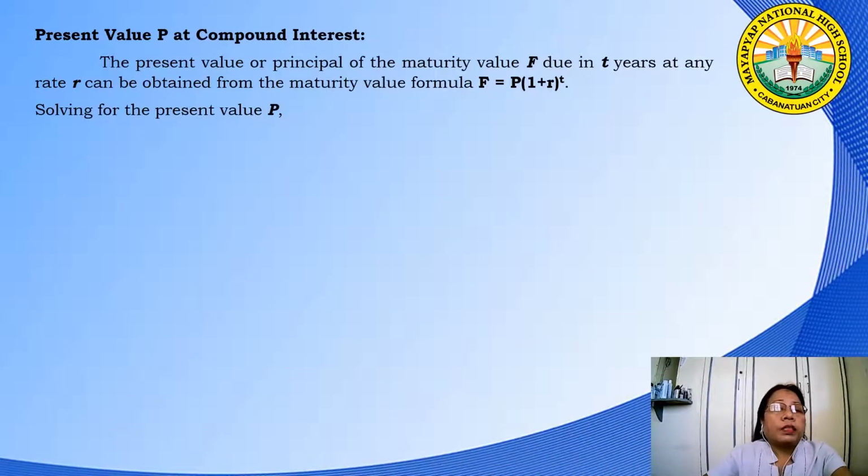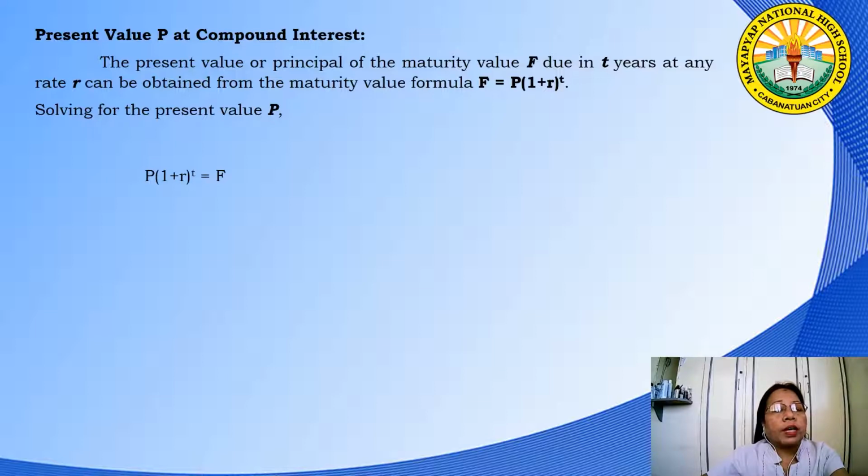To find the present value at compound interest, the present value or principal of the maturity value F due in T years at any rate R can be obtained from the maturity value formula F equals P multiplied by quantity 1 plus R raised to T. So solving for the present value, using the formula to find the future value, F equals P times quantity 1 plus R raised to T.